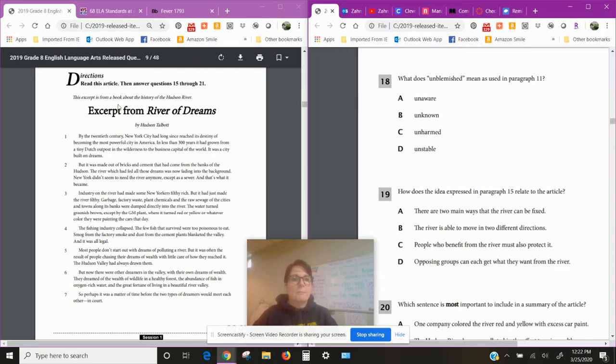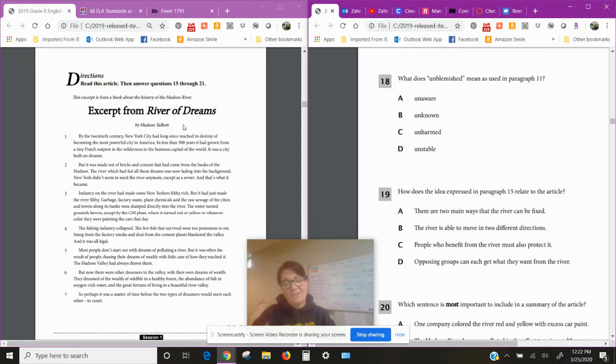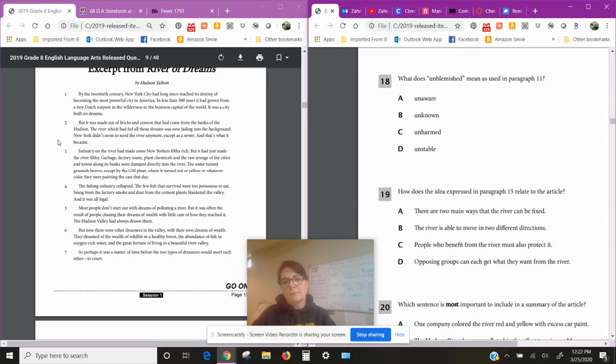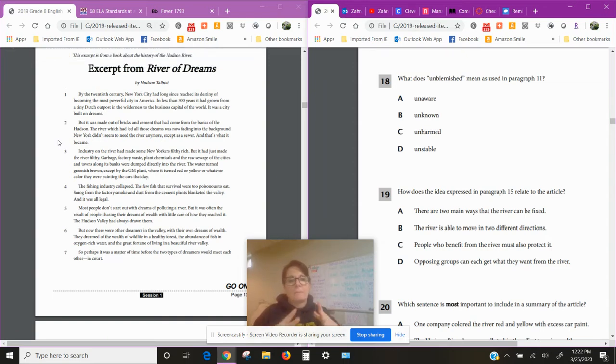This excerpt is from a book about the history of the Hudson River, and it is by Hudson Talbot. And you're going to find out later on just why the Hudson River is so important to this person, for obvious reasons. So the excerpt is called River of Dreams. All right. So this is history, so it's nonfiction. He tells us a little bit about what went on with the Hudson River in early America. And so let's take a listen.